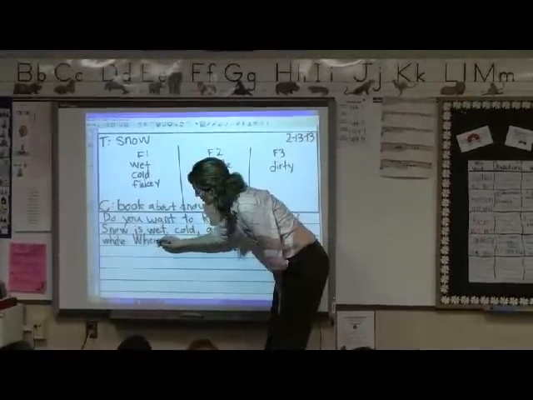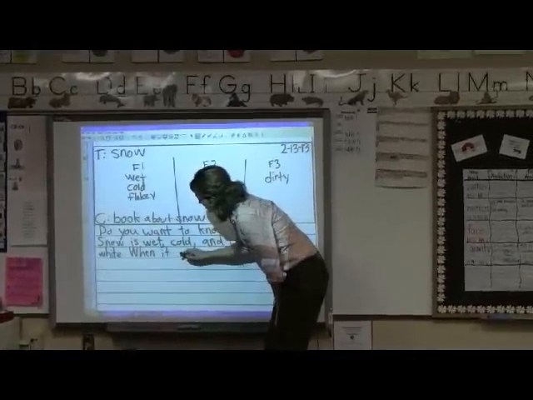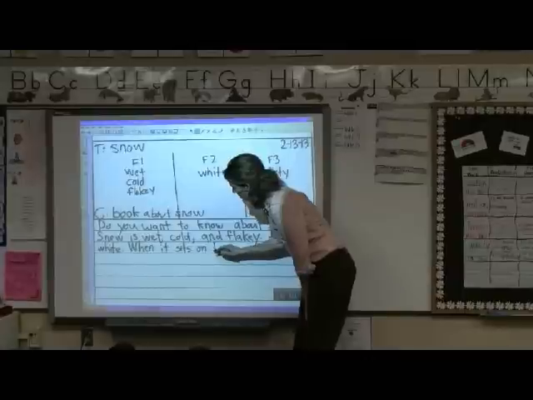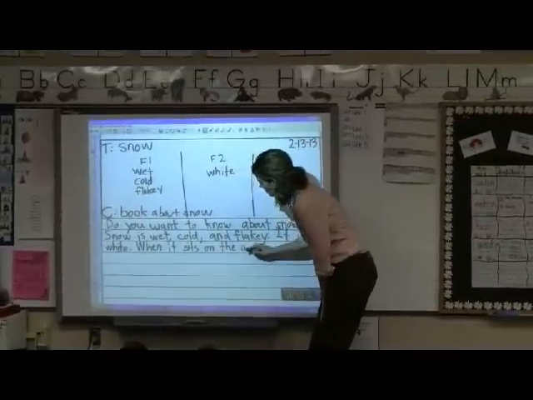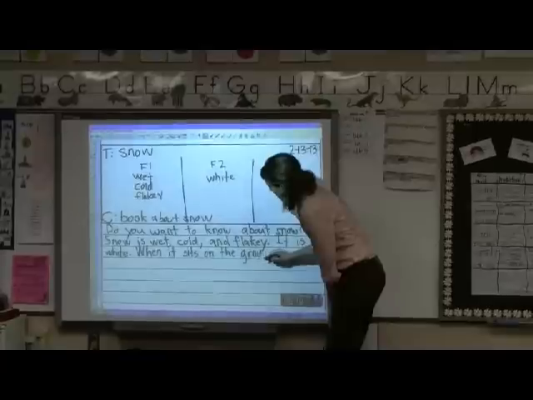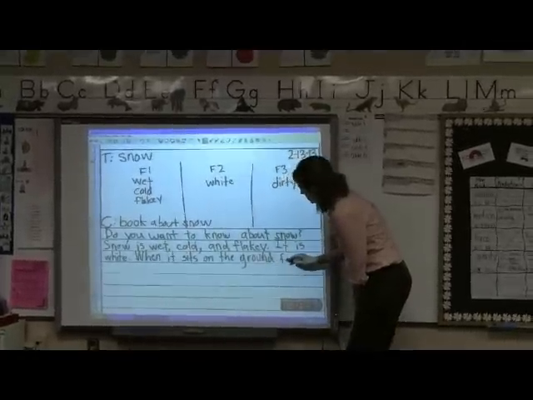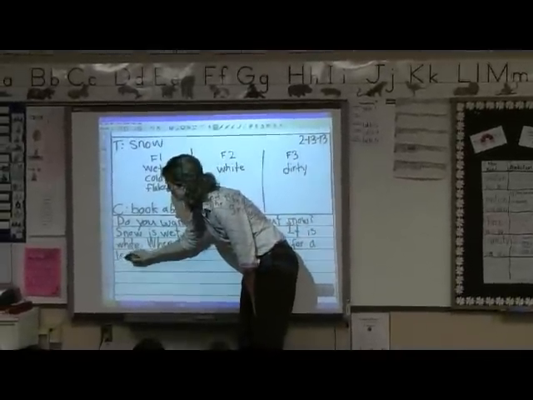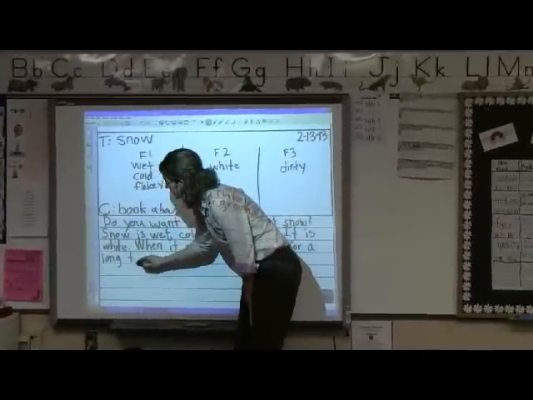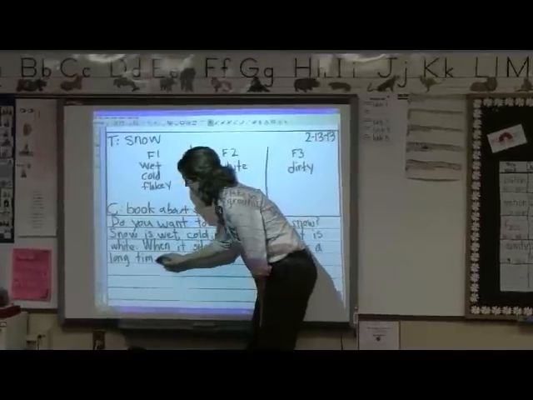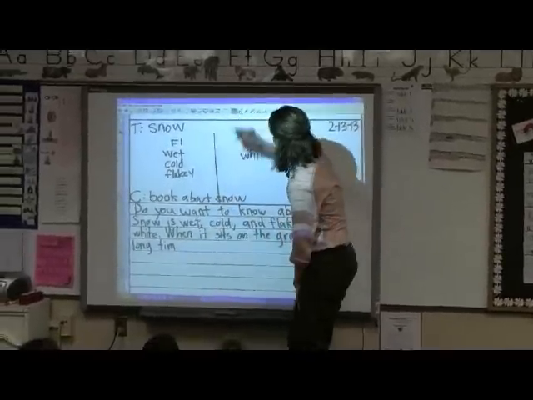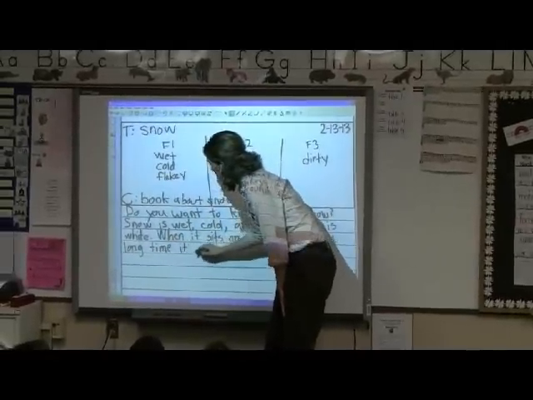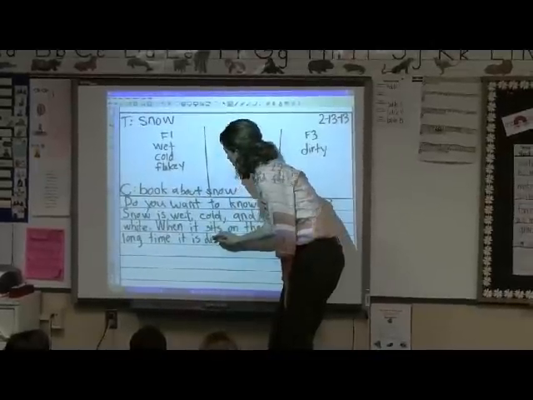When it sits on the ground for a long time. It is dirty.